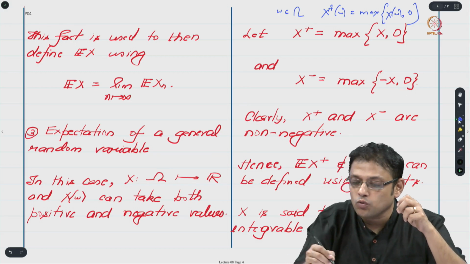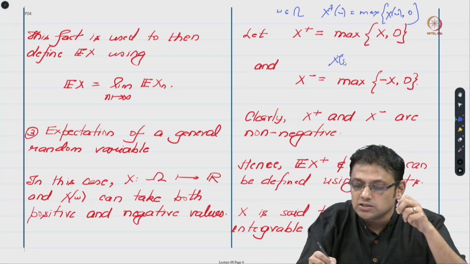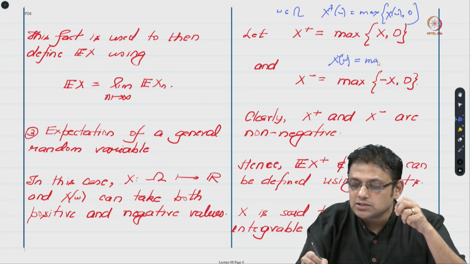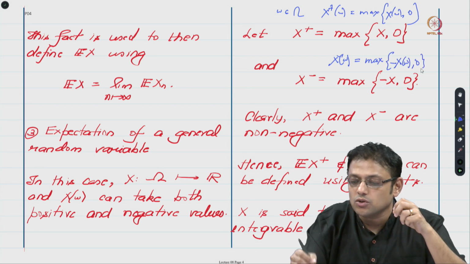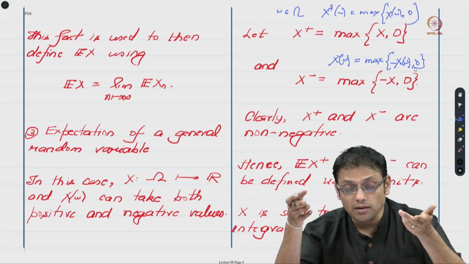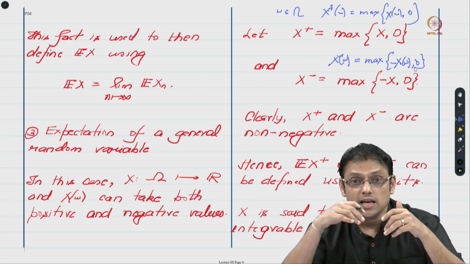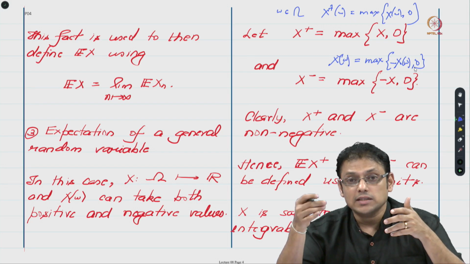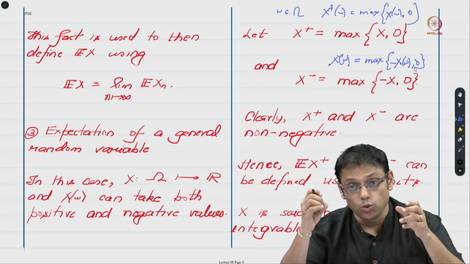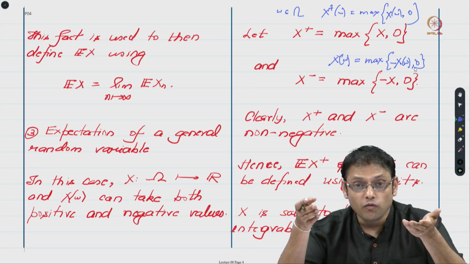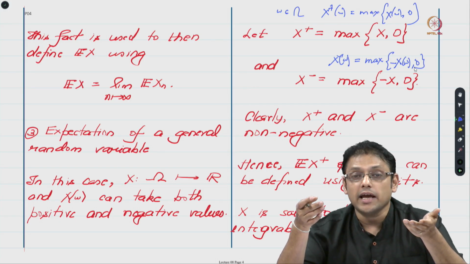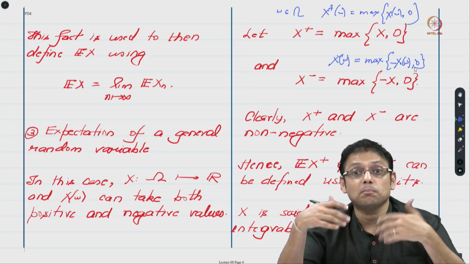Again, the interpretation over here is that x minus of omega is the max of minus x of omega and 0. So if x of omega, that is the given function x, is 5, then x minus of omega will be 0. On the other hand, if x of omega is, let us say, minus 2 for your input omega, then x minus of omega will be plus 2, right.